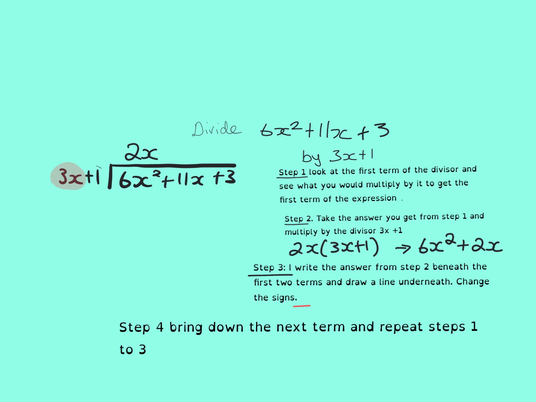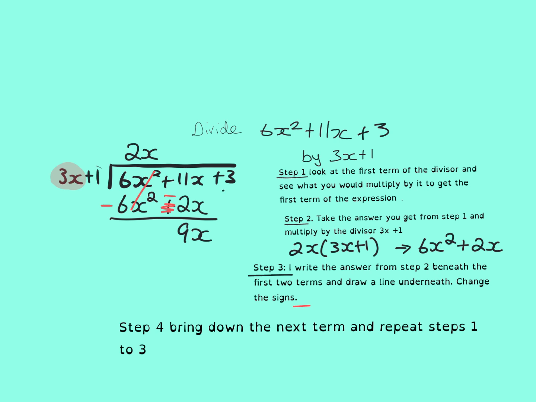Step 3, I'm going to write the answer that I get from step 2 beneath the first two terms. So I have 6x squared plus 2x. I'm going to draw a line underneath, and then I'm going to change my signs. So this sign here becomes a negative, and as we can see, this is a positive sign, so I'm just going to change that to a negative as well. And then all I'm going to do is look at my terms here and see what I can subtract. So I see that 6x squared minus 6x squared, well, that's going to cancel, give me 0. And then I have 11x minus 2x, which will give me 9x.